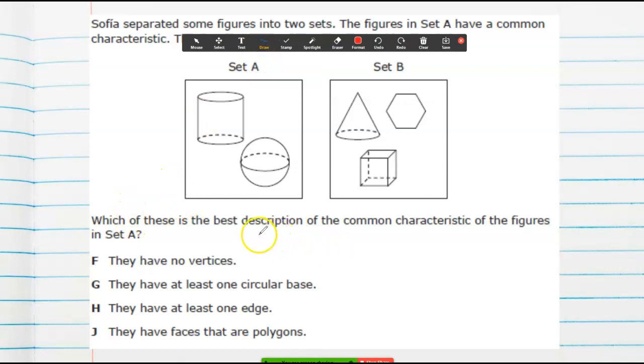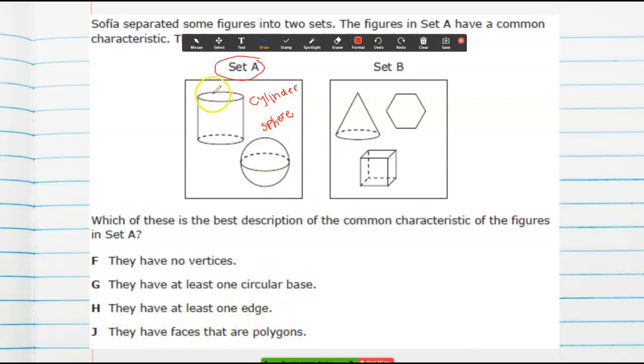Which of these is the best description of the common characteristic of the figures in set A? So we're looking at set A. Here we're going to label these. We have a cylinder. Remember, we always label our shapes. And we have a sphere. And we're looking at set A. They have no vertices. They have at least one circular base. They have at least one edge. And they have faces that are polygons.